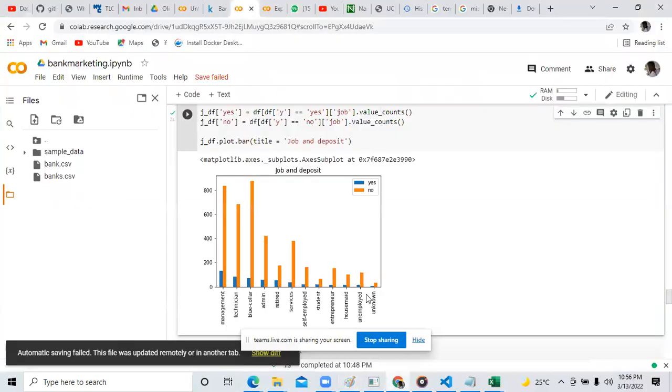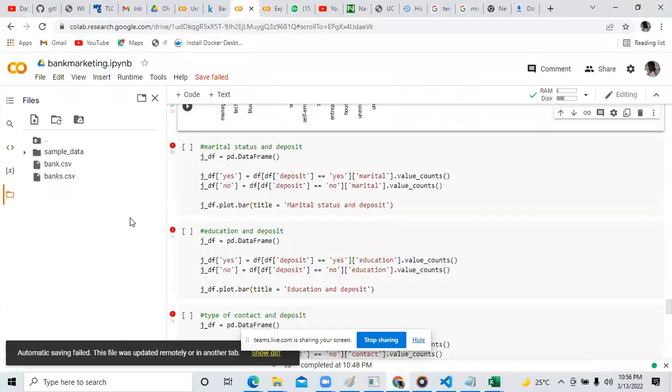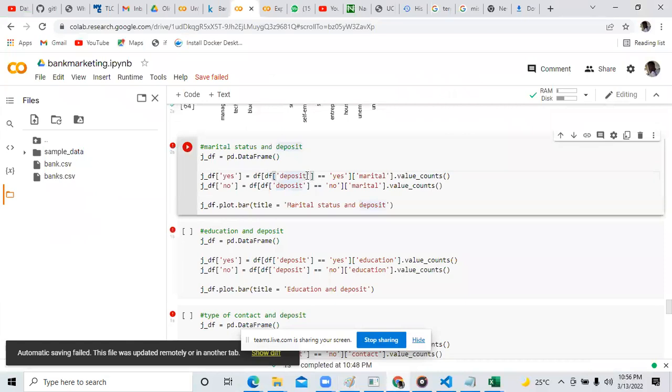So let's go to marital status. Let's say our marital status affects. The last data set that I used was more balanced than this. I don't know how I mixed it up.